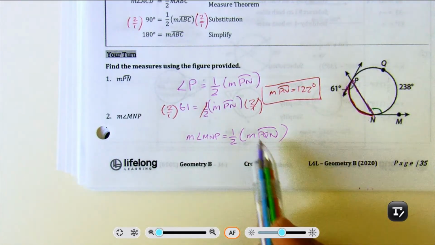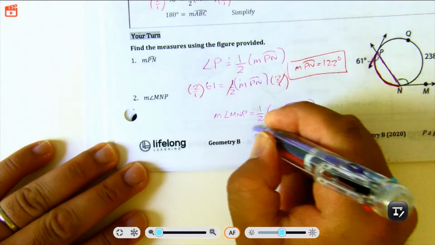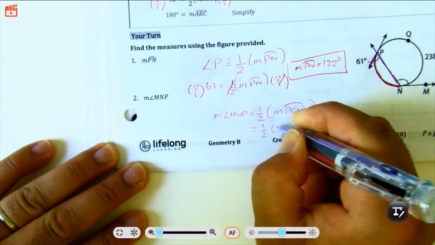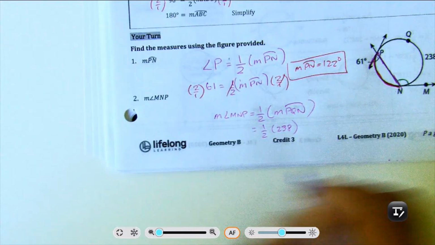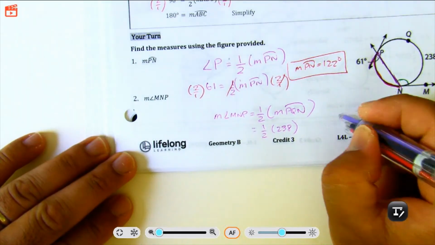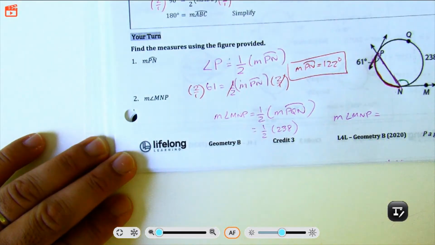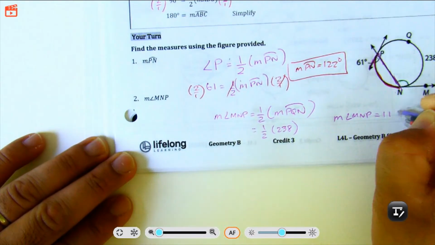So arc PQN is 238. So I'm going to have 1/2 of 238. 1/2 times 238. That becomes 119, I think. So the measurement of angle MNP is 119 degrees.